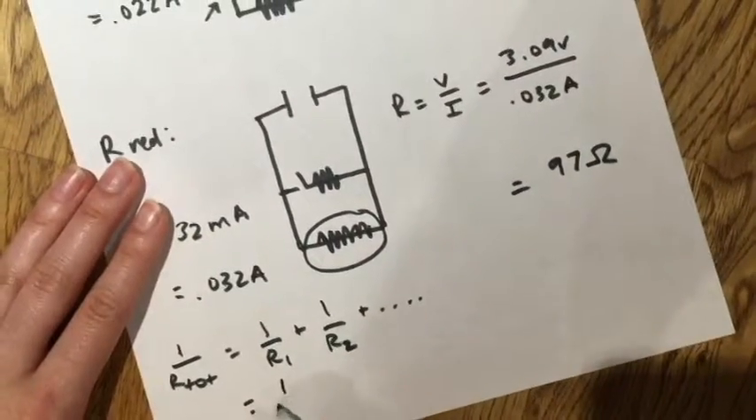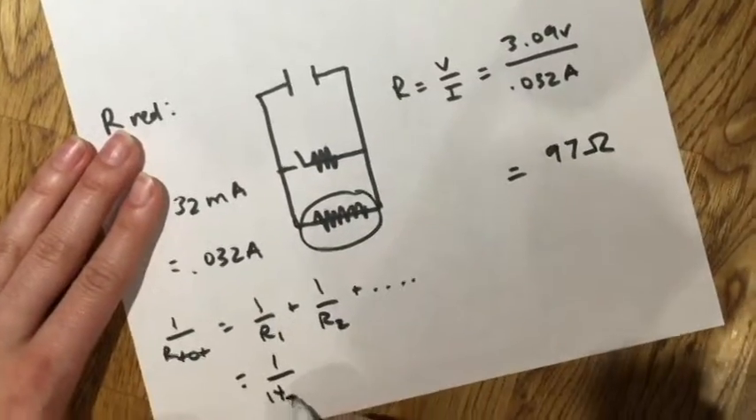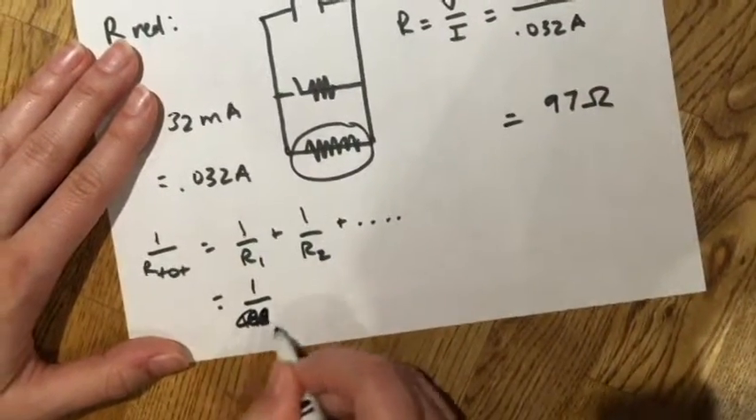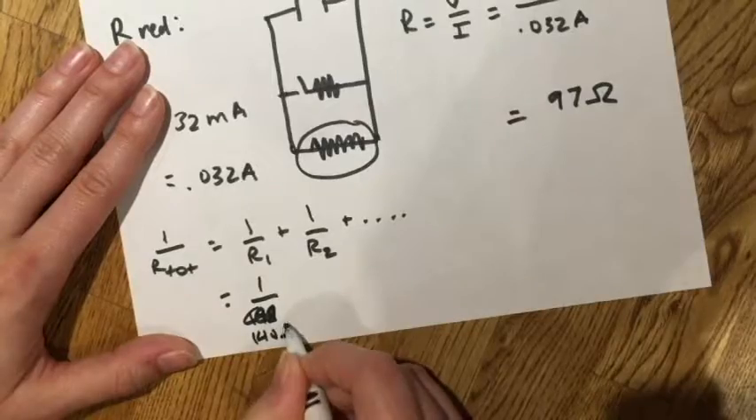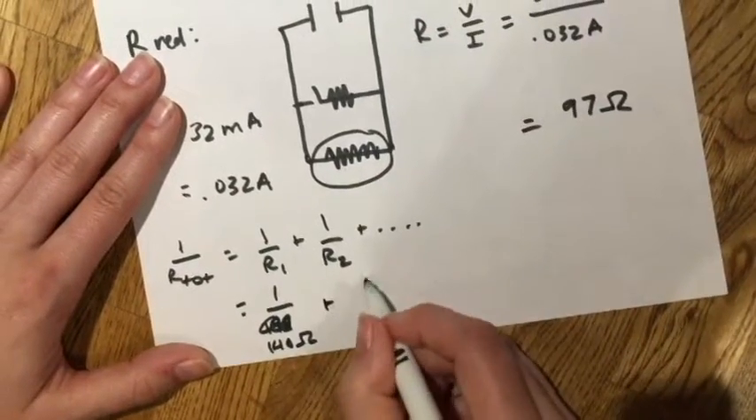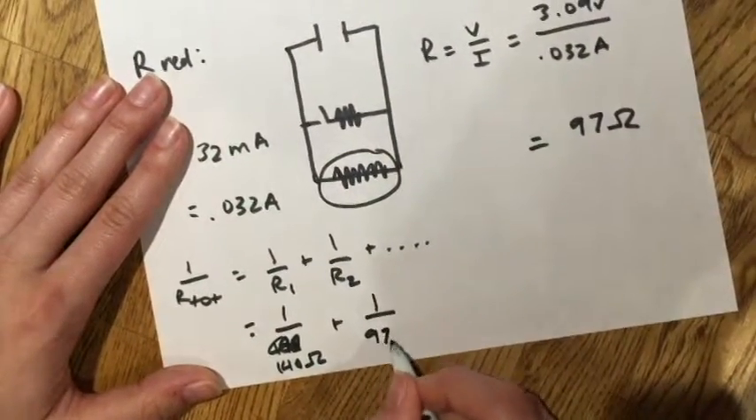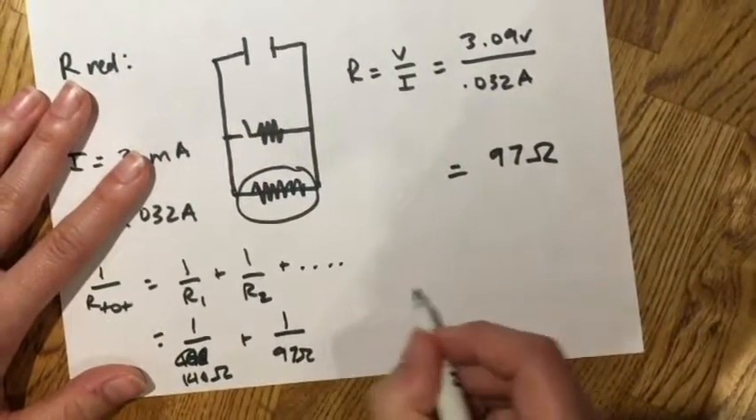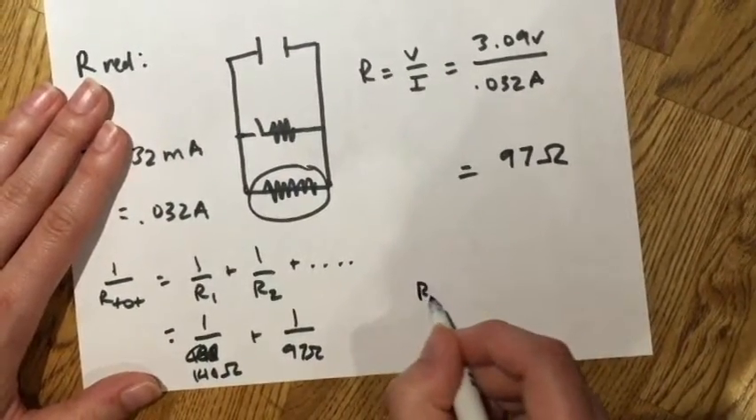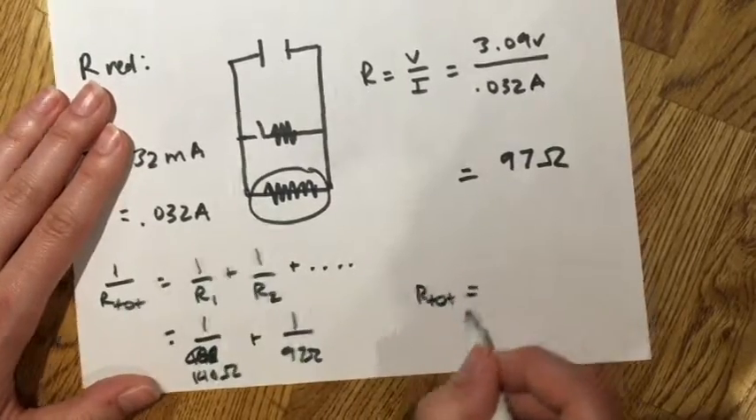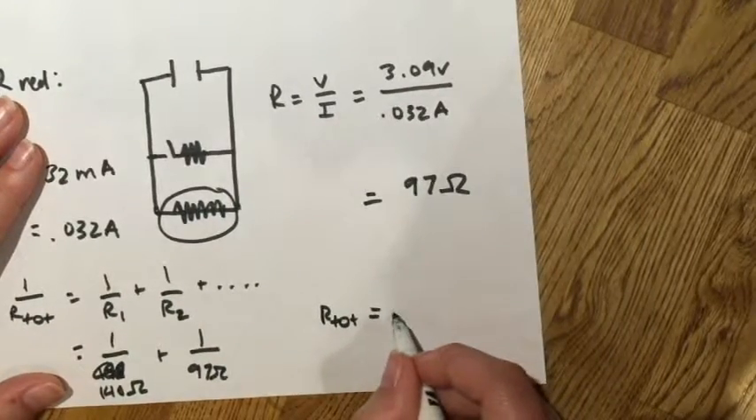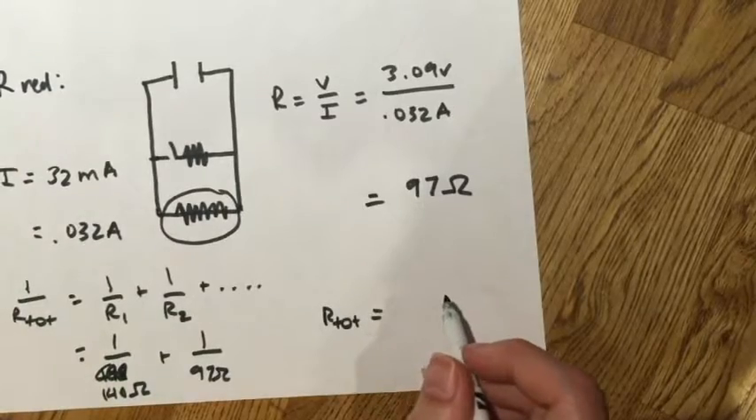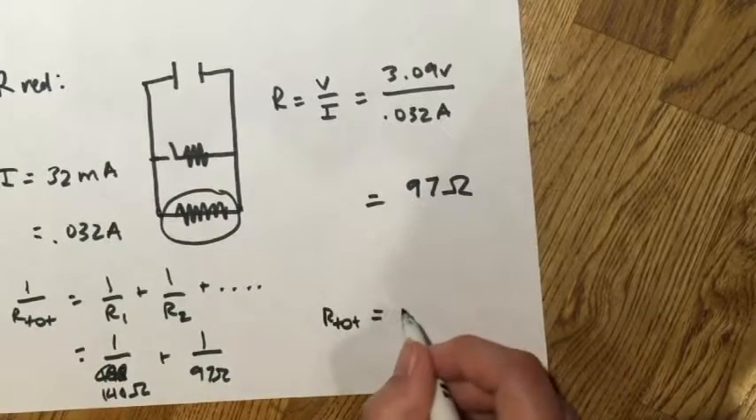Okay, so then this is just going to be 1 over 140 ohms plus 1 over 97 ohms. And then after finding this number, you do the reciprocal. So the total resistance should come out to be 56 ohms.